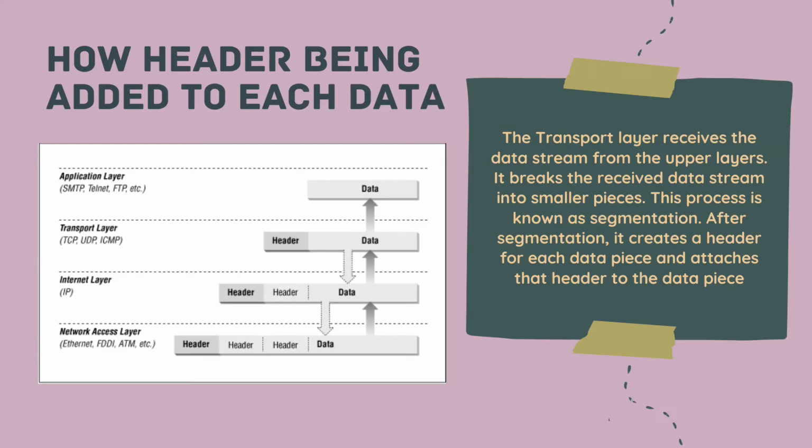How is a header being added to each data? The transport layer receives the data stream from the upper layers. It breaks the received data stream into smaller pieces. This process is known as segmentation. After segmentation, it creates a header for each data piece and attaches that header to the data piece.